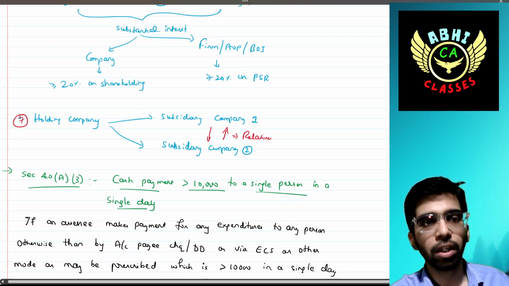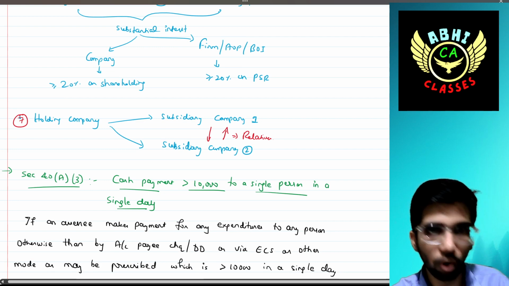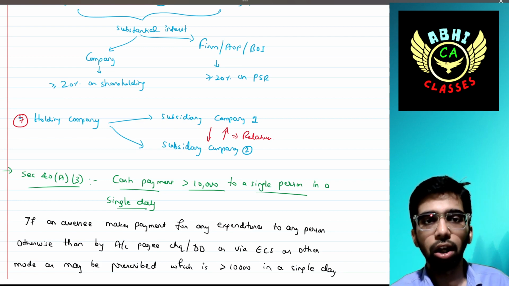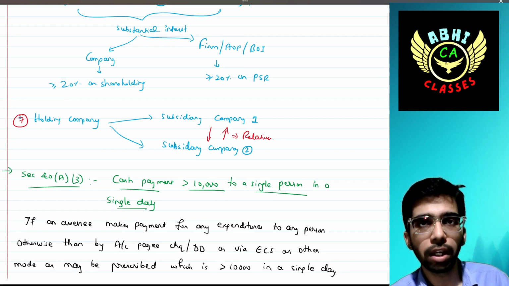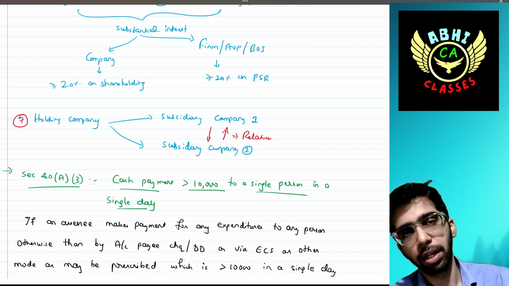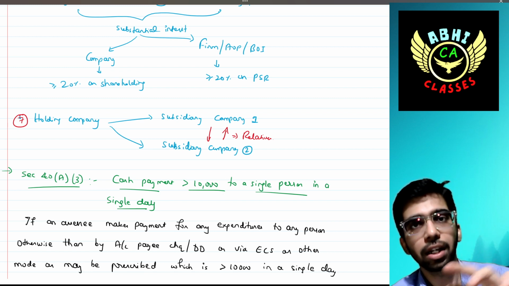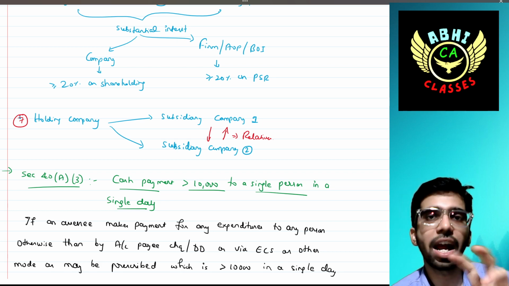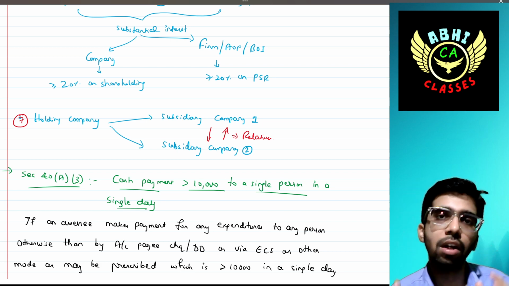Then holding company. In case of a holding company, the subsidiary companies, suppose, for example, the holding company has two subsidiary companies, A and B. Both A and B are considered as the specified persons or relatives.